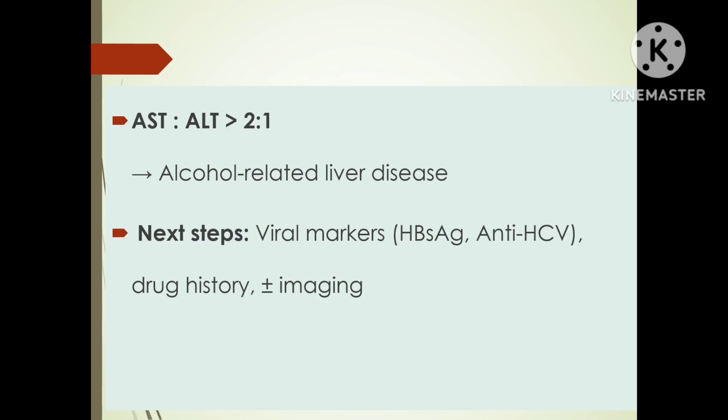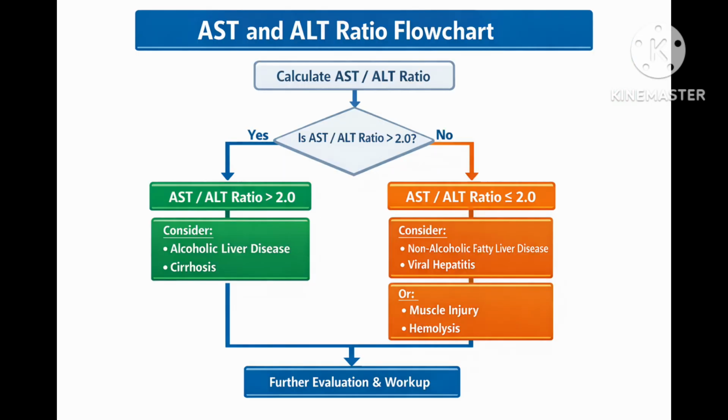In case of severe injury or alcohol-related diseases, AST rises more because it is also present in mitochondria, and mitochondrial damage increases AST release. Step 3 is where we compare the ratio of AST and ALT. If ALT is more than AST, it suggests viral hepatitis, drug-induced liver injury, or ischemic injury. But if the AST to ALT ratio is more than 2, it strongly suggests an alcohol-related liver disease.